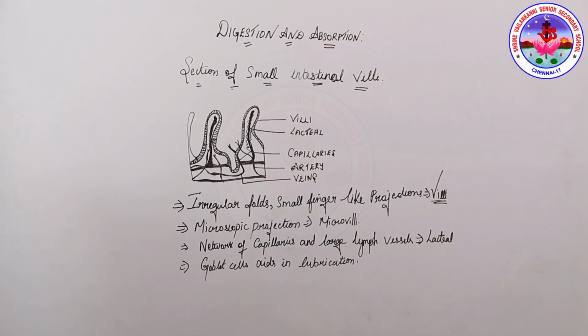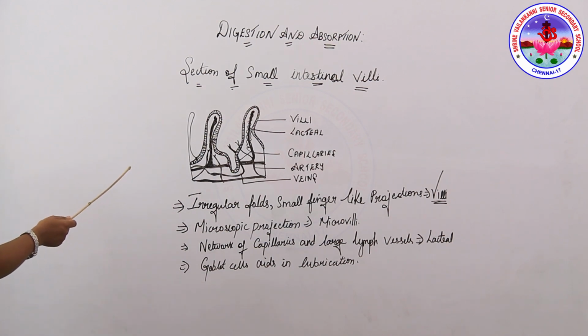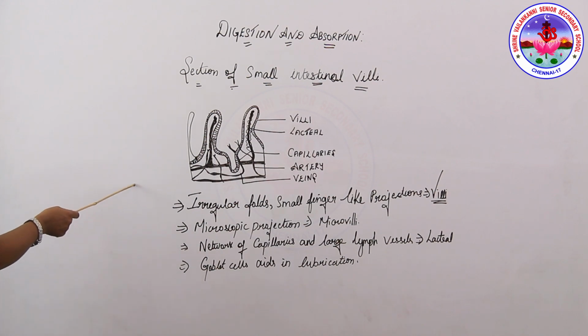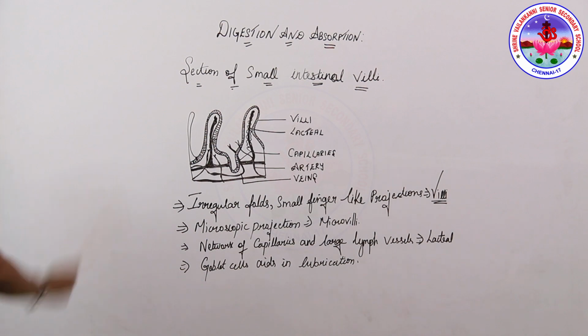Last class we discussed what the small intestine is, how it performs, and what its main function is. Today in class we are going to study the histology of the small intestine. When you study it under the microscope, what will be the structure? We are going to discuss that in detail now, with a sectional view of the small intestinal villi.